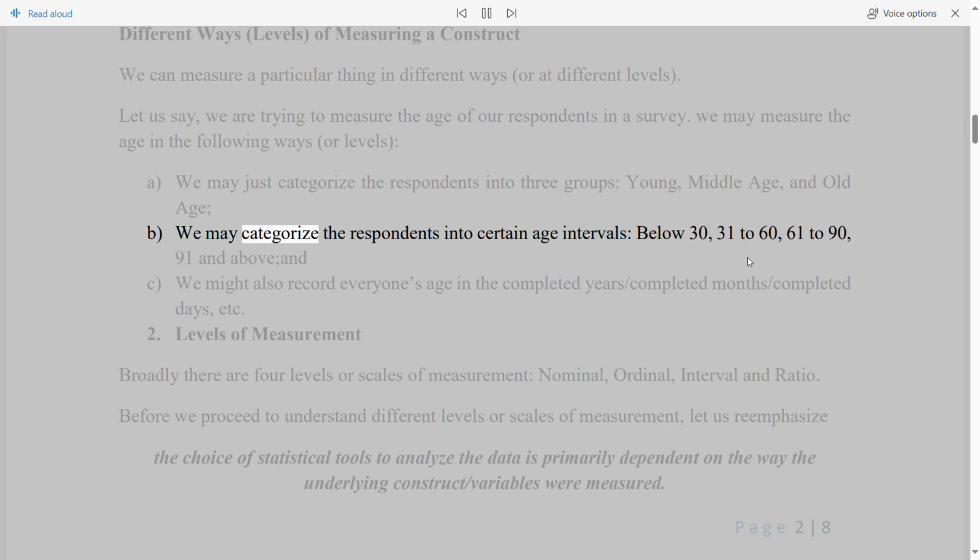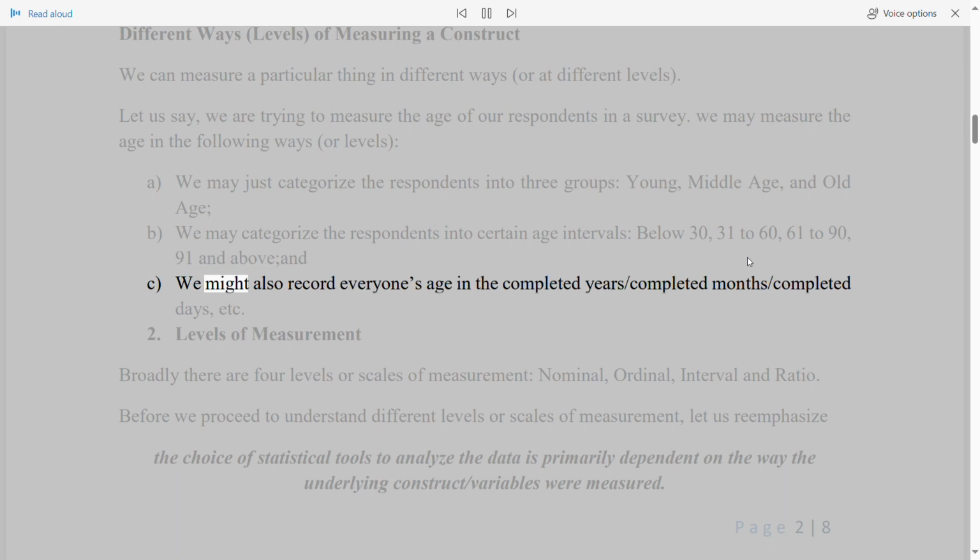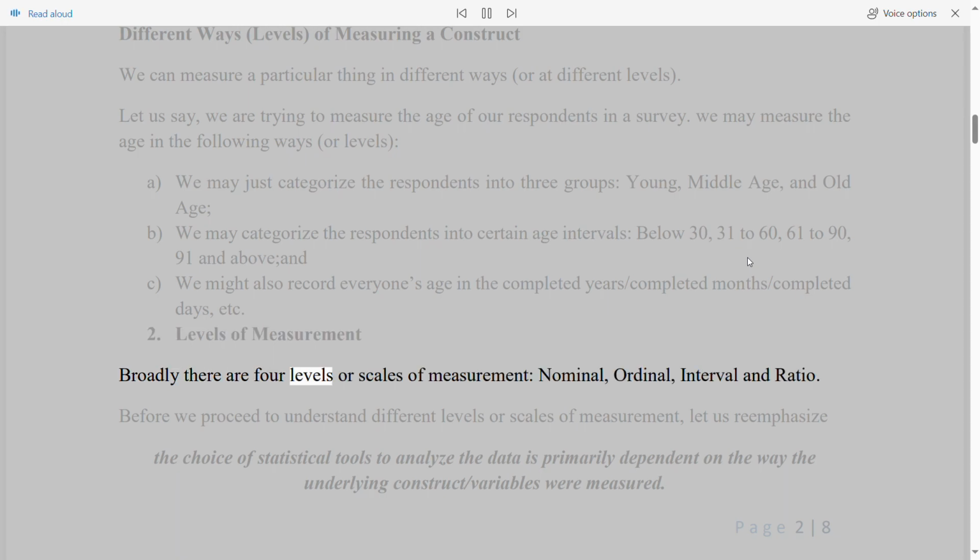B. We may categorize the respondents into certain age intervals: below 30, 31 to 60, 61 to 90, 91 and above. And C. we might also record everyone's age in completed years, completed months, completed days, etc. 2. Levels of measurement. Broadly, there are 4 levels or scales of measurement: nominal, ordinal, interval and ratio.